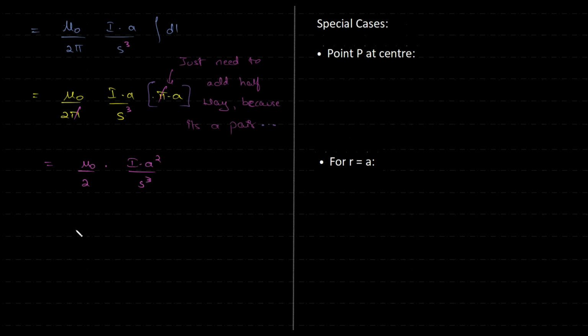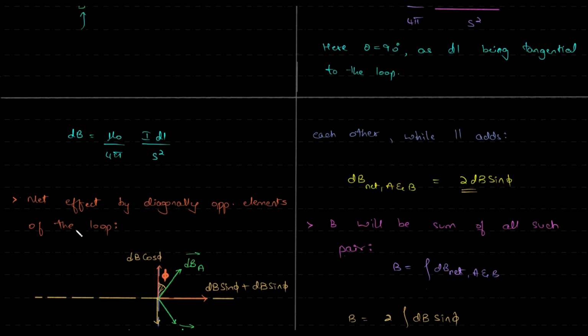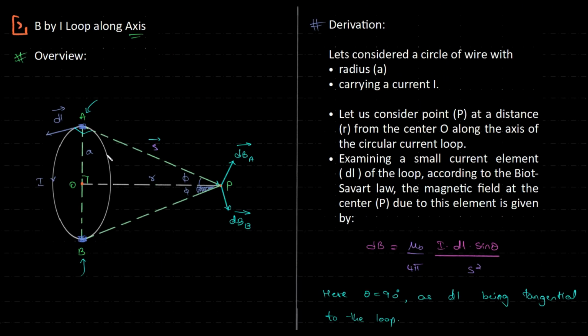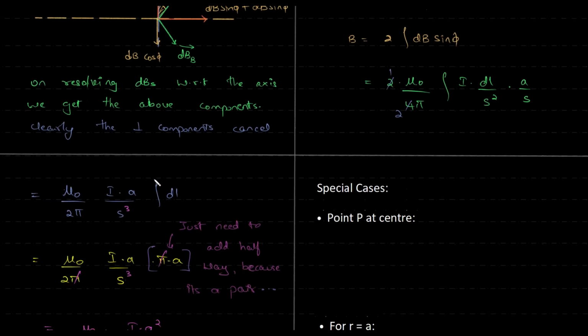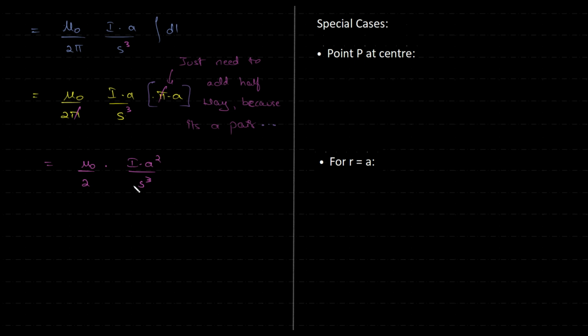But s is not something that your final answer should depend on. It should be dependent on a, the radius of the circle, and on how far the point is. So we need to express it in that manner. Those should be the variables in the final expression. So as per the Pythagoras theorem, s square is r square plus a square. So we have mu naught by 2 I a square divided by a square plus r square to the power of 3 by 2, 1.5.